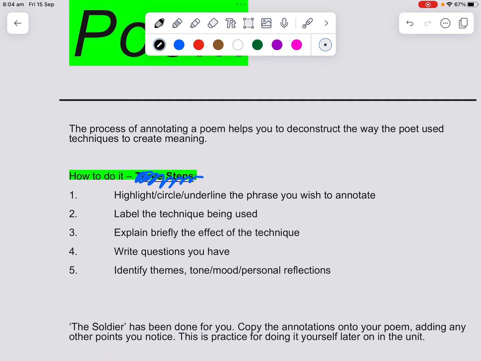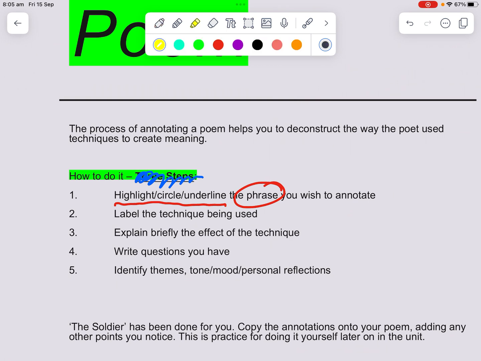So when you read a poem, you have it out, you have different coloured pens, pencils, highlighters, as pretty as you want to make it. And what you're going to do is firstly, you go through and you highlight or circle or underline the phrase you wish to annotate. You can do whatever you want. You don't have to highlight. You don't have to circle.